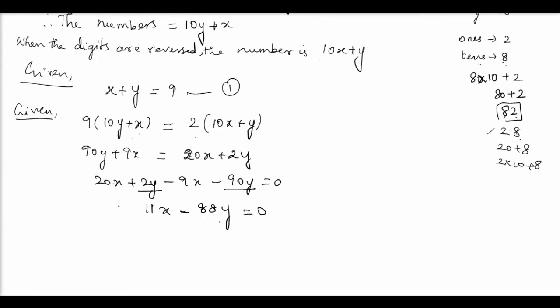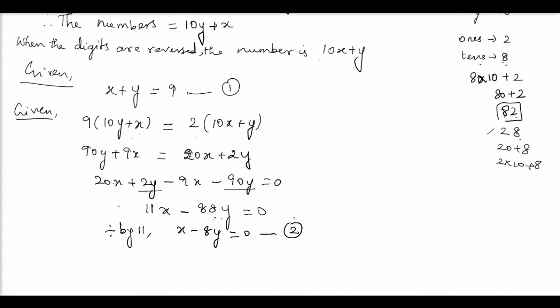So here the coefficients are large numbers, so let's reduce them to smaller numbers. We also see that they have common factors. Here it's 11x and here is 88y, so I can divide by 11. When I divide by 11, I get x minus 8y equals 0. This is my equation 2. So this is how we have formed the two equations.